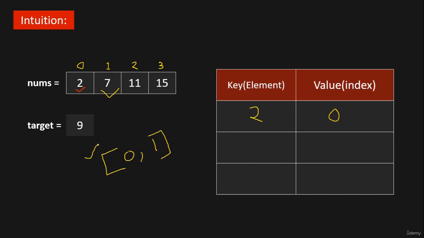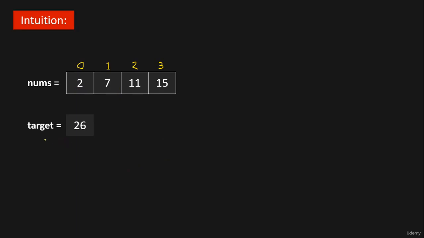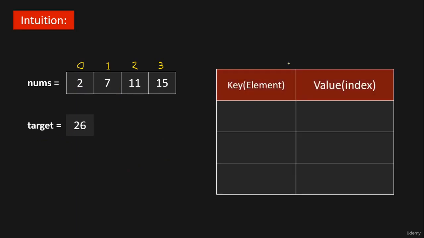Now let's take another example for better understanding. This time, we choose target equals to 26. And we have this hash map right over here. For the first iteration, we have this element 2. Now let's calculate the complement. 26 minus 2 is 24. Does 24 exist in the hash map? No. So let's add 2 as key and the index 0 as value. Then for the next iteration, we have this element 7. Now let's calculate the complement. 26 minus 7 equals 19. Does 19 exist in the hash map? No. So let's add this element to the hash map and the index as value.